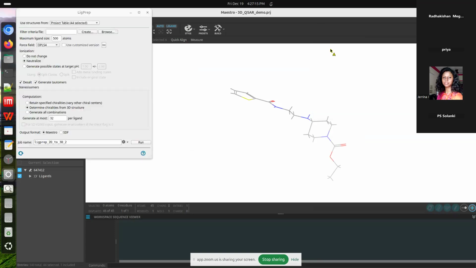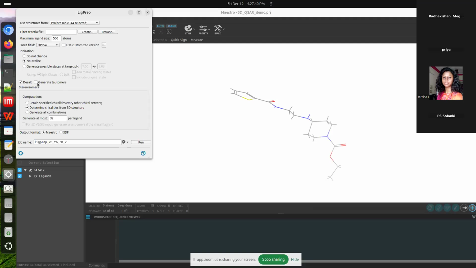So you can click that leg prep and the entries are selected already. The project table entries are 44 numbers, so it's already there. So I'm just leaving it as it is. And all other things, you have to select on neutralize option. You have to check in that. And you don't need to have tautomers for this.